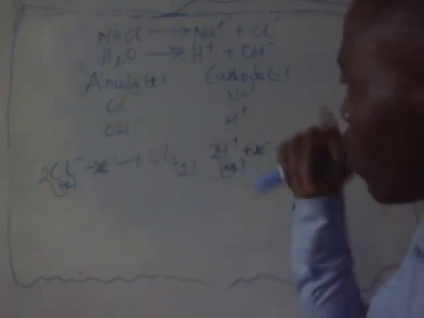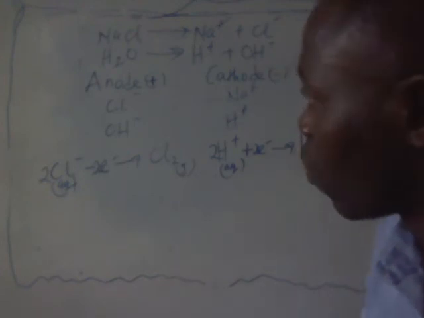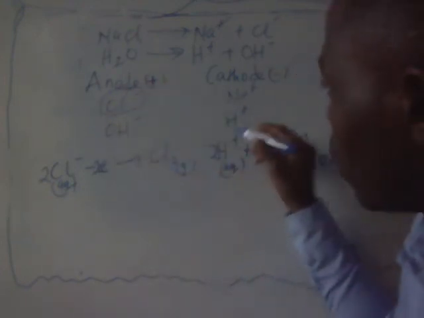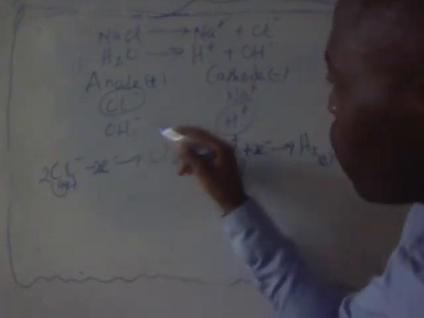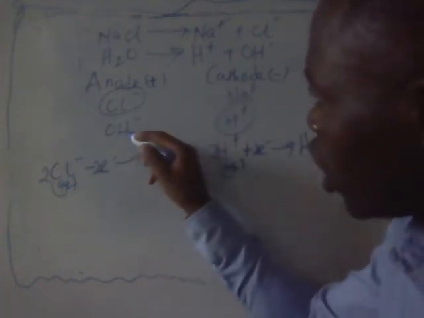So Cl- is removed here. Then H+ is removed here. So this one has been removed at the anode. This one has been removed at the cathode. Are you there? So we are left with Na+ at the cathode and OH- at the anode.